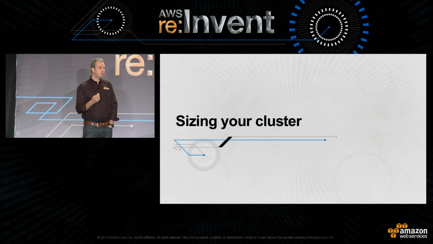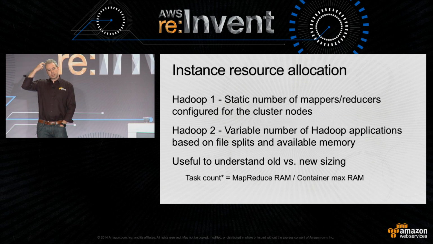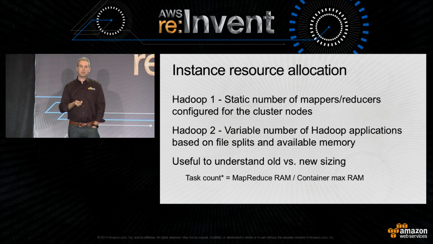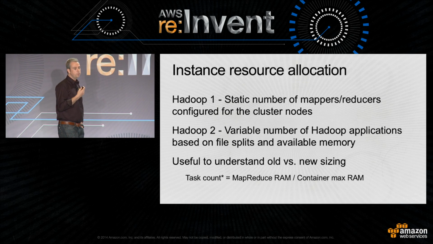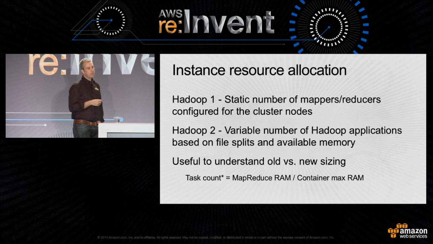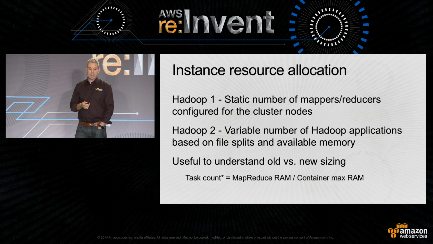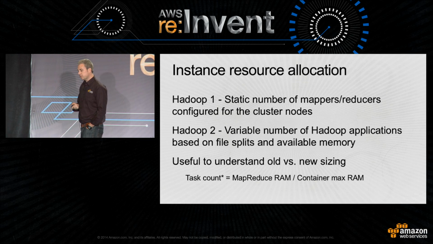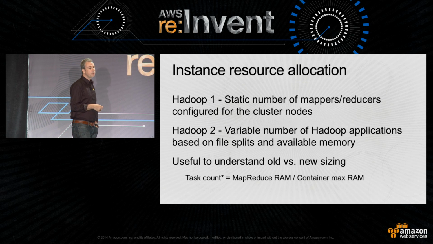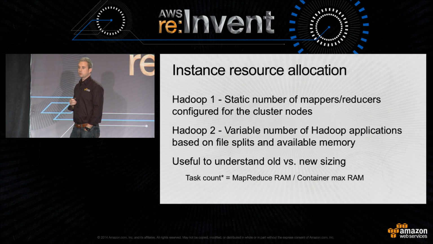So now we need to very quickly talk about sizing our cluster. It's important to understand the difference between Hadoop 1, where we have static numbers of tasks allocated per node type, and Hadoop 2, where we have a much more variable allocation of tasks to the containers. And what we're going to use from a sizing perspective, and an axiom that you might choose to follow, is that there is a setting on Hadoop 2 called container max RAM.